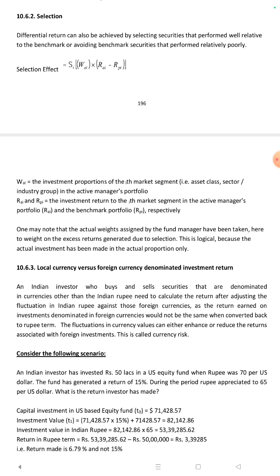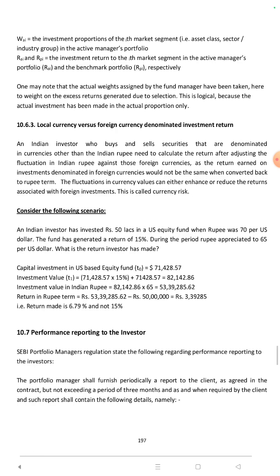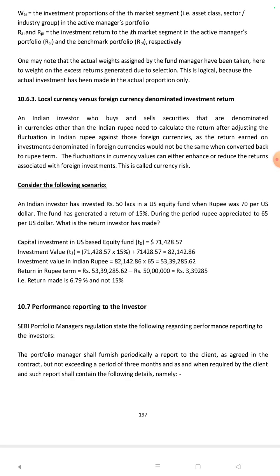Differential return can also be achieved by selecting securities that performed well relative to the benchmark, or avoiding benchmark securities that performed relatively poorly. One may note that the actual weights assigned by the fund manager have been taken here to weight the excess return generated due to selection. This is logical because the actual investment has been made in the actual proportion only.